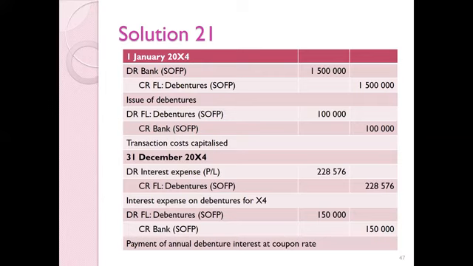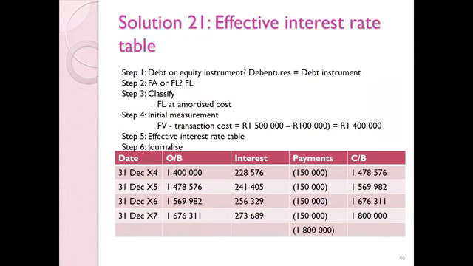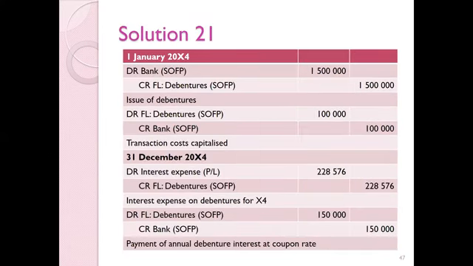We now reach the end of the financial year, 31st of December 20x4, and we need to provide for 2 sets of journal entries. If we look back at our table, it would be the interest as well as the payment made. So the interest of 228,576 Rand. Remember, we have a liability, so we expect to see here debit interest expense. And we then have our contra account crediting our financial liability debentures.